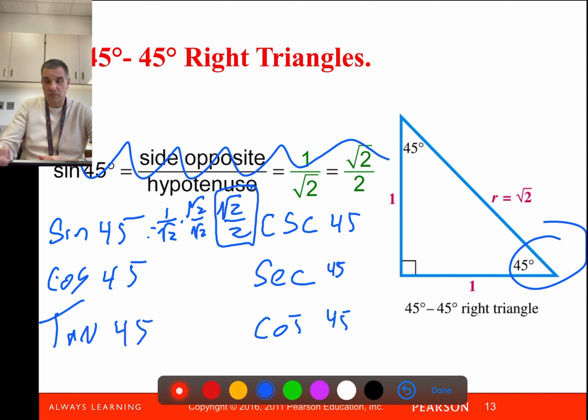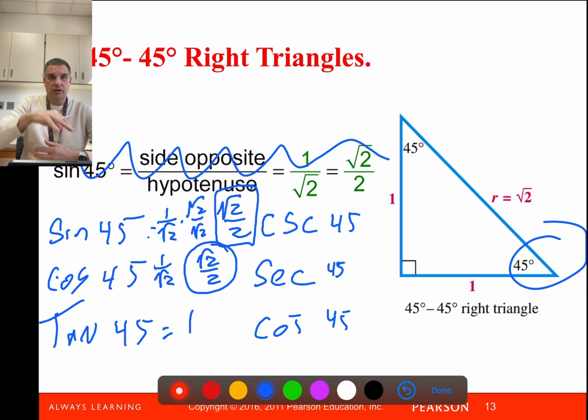Cosine is adjacent over hypotenuse, which is going to be the same thing, 1 over the square root of 2, but we just learned that that's the square root of 2 over 2. Tangent is opposite over adjacent, so 1 over 1. So 1.